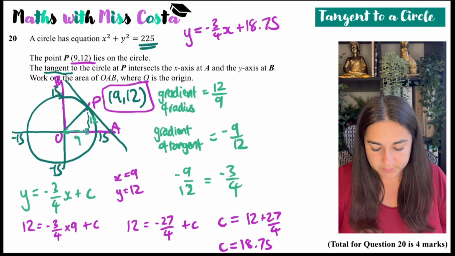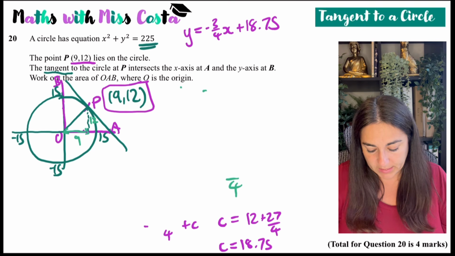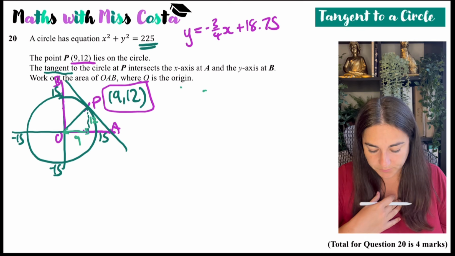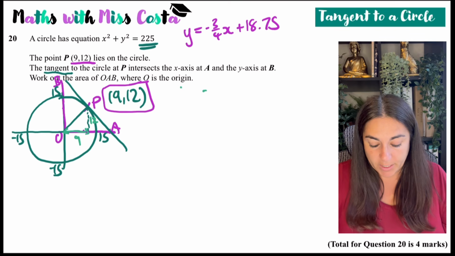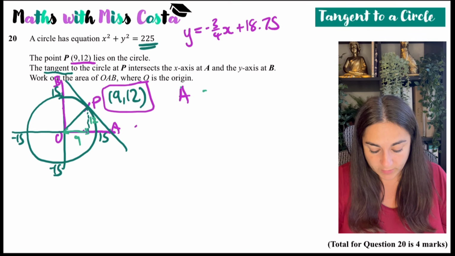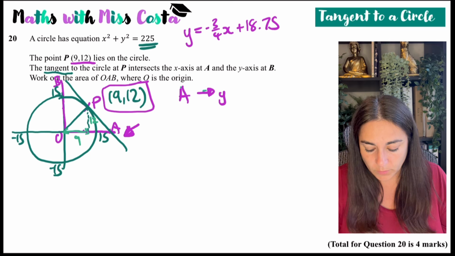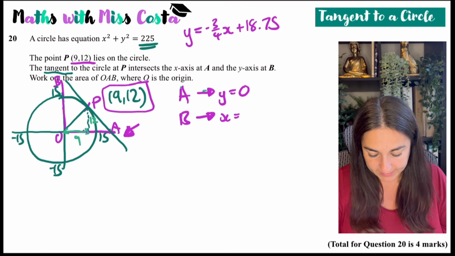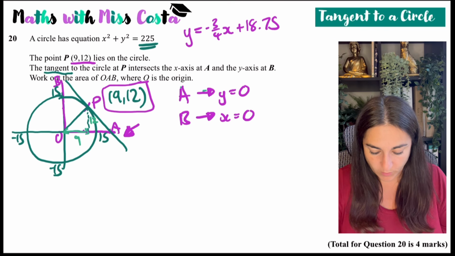Now the last part of a question like this would be to work out what the coordinates of A and B are. So I know that A is along the x-axis, so it's when y equals 0, and B is along the y-axis, so it's going to be when x equals 0. So I substitute that into my formula. So let's start with y equals 0.